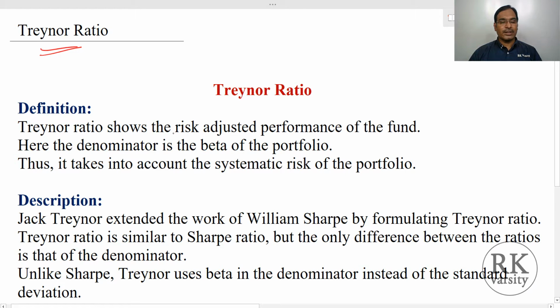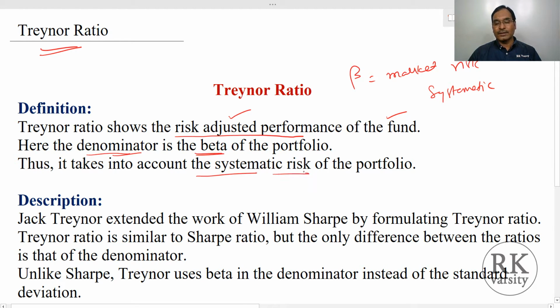So a Treynor's ratio shows the risk adjusted performance of the fund. When you're talking about a fund, it is a mutual fund, and this is a risk adjusted performance measure. Here in a Treynor's ratio, the denominator is beta. That is, beta is your measure of market risk, also called systematic risk or undiversifiable risk. Thus it takes into account the systematic risk of a portfolio, that is your market risk.